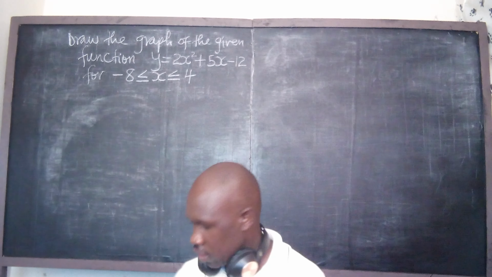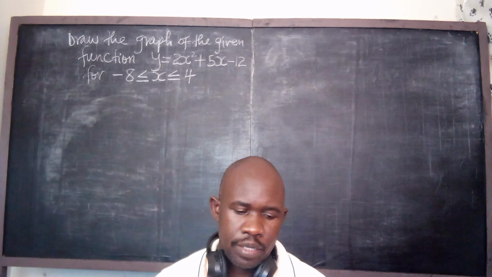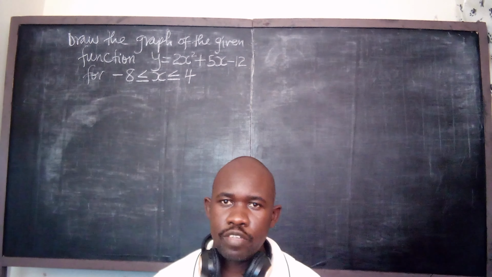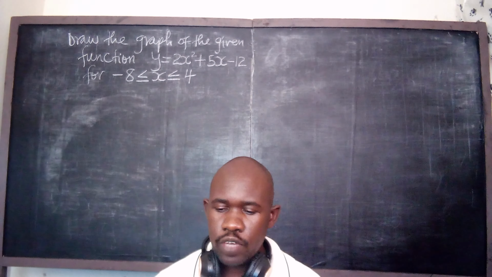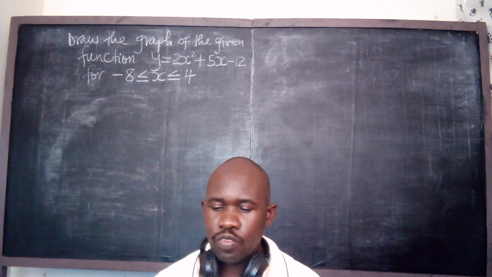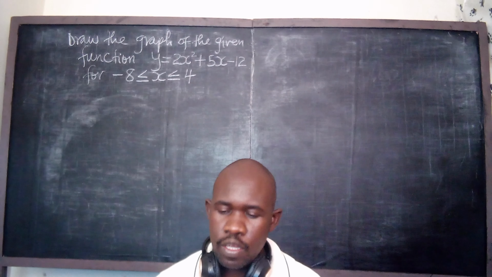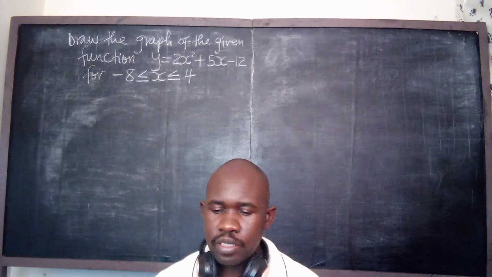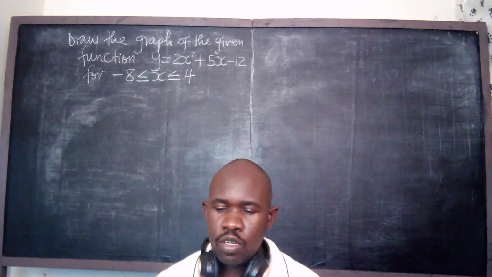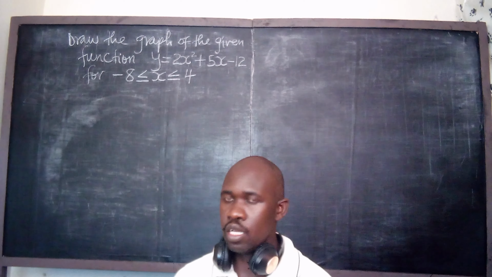So hello my dear viewers, you're welcome to this mathematics tutorial, and today we are going to draw the graph of the given function, which is y is equal to 2x squared plus 5x minus 12 for the range of values of x from minus 8 all the way to 4. And after that, we are going to use the same function to solve this particular question.